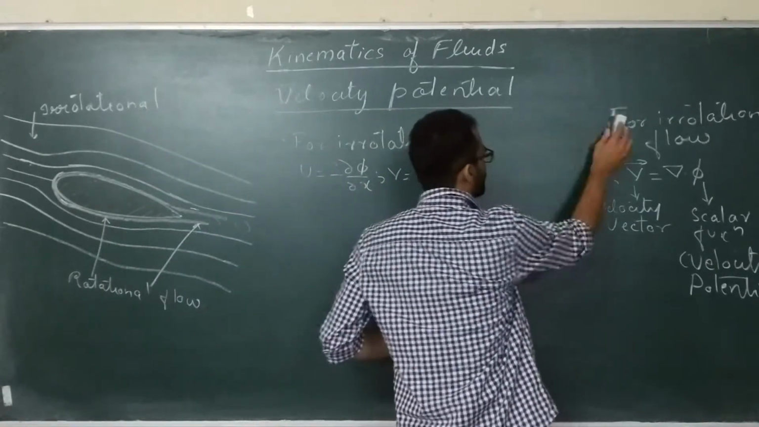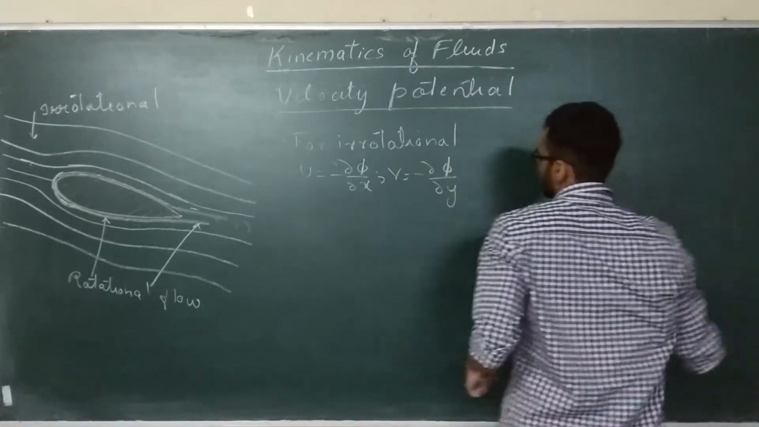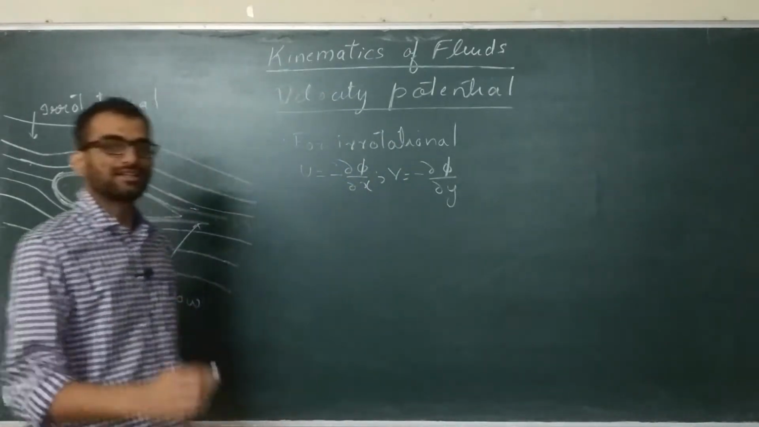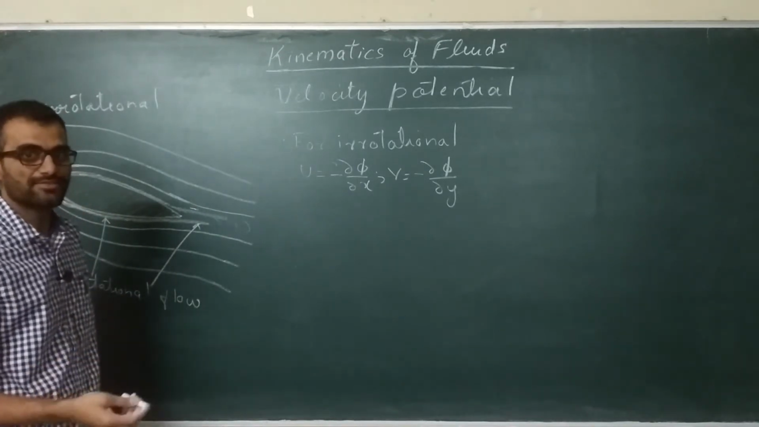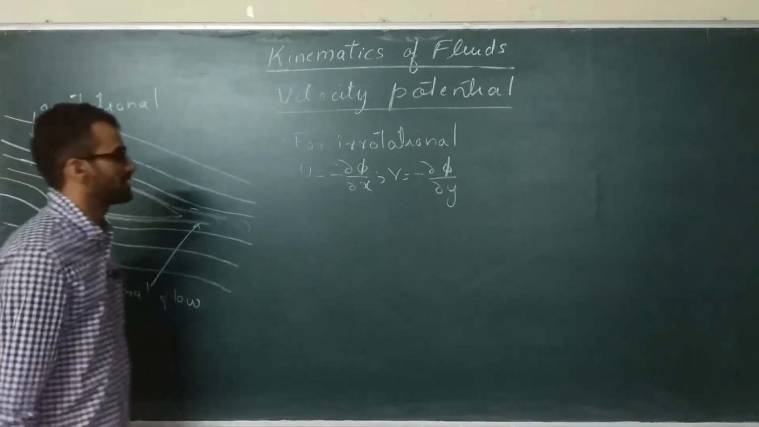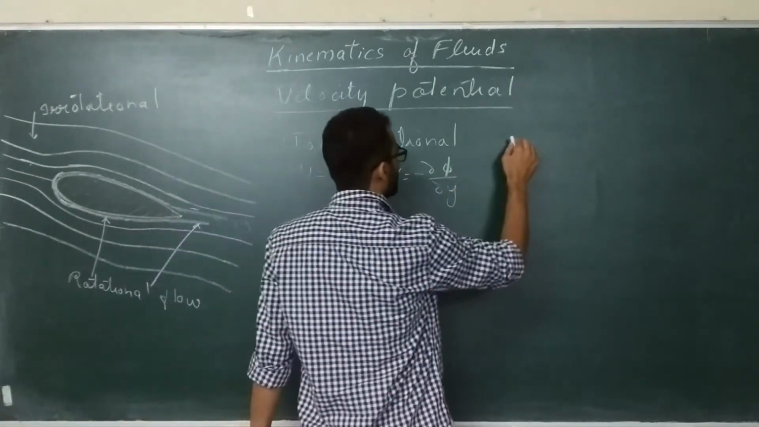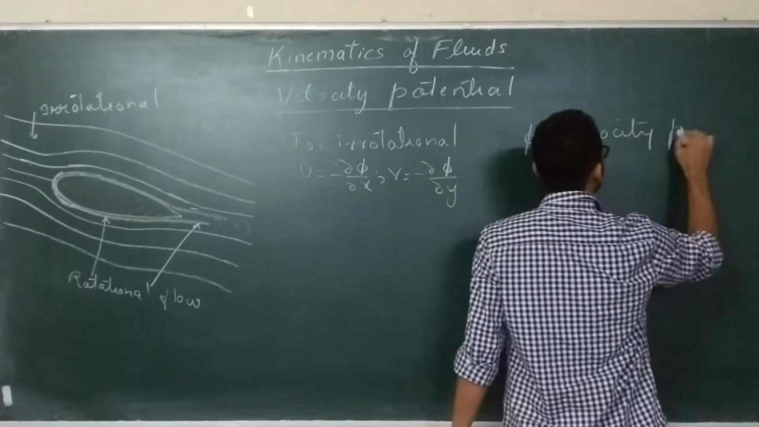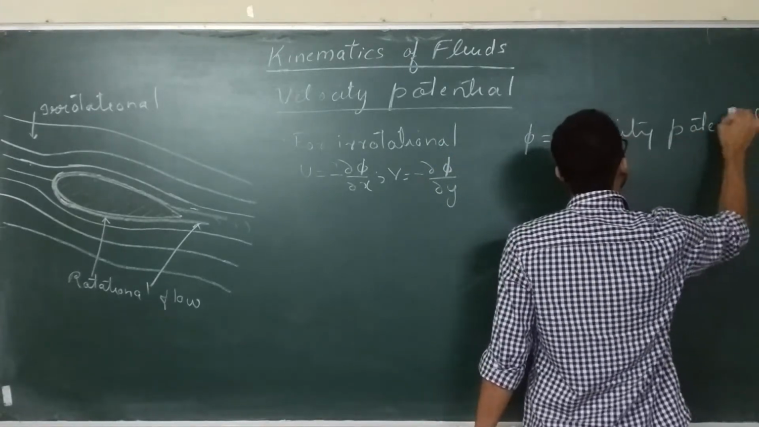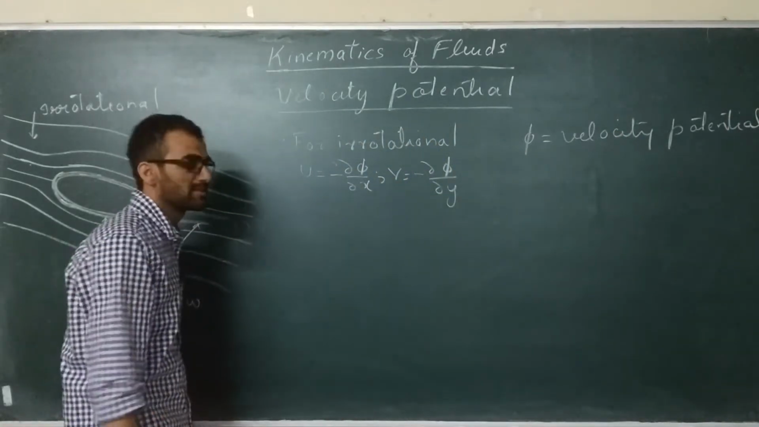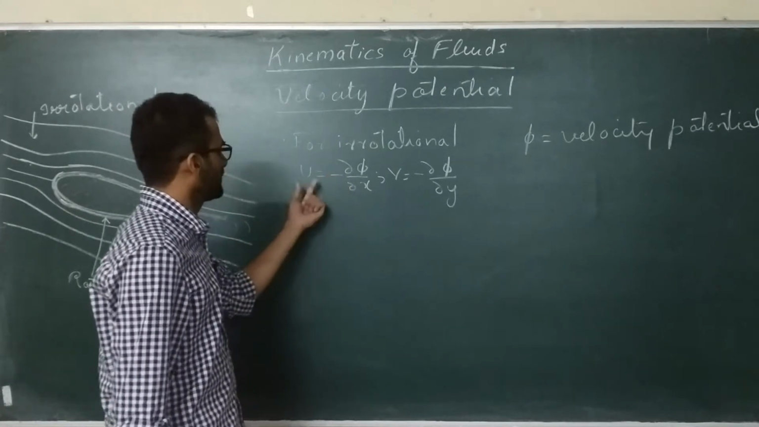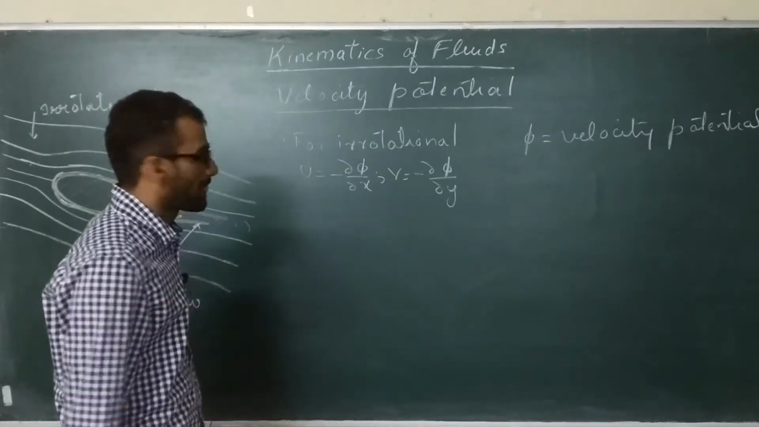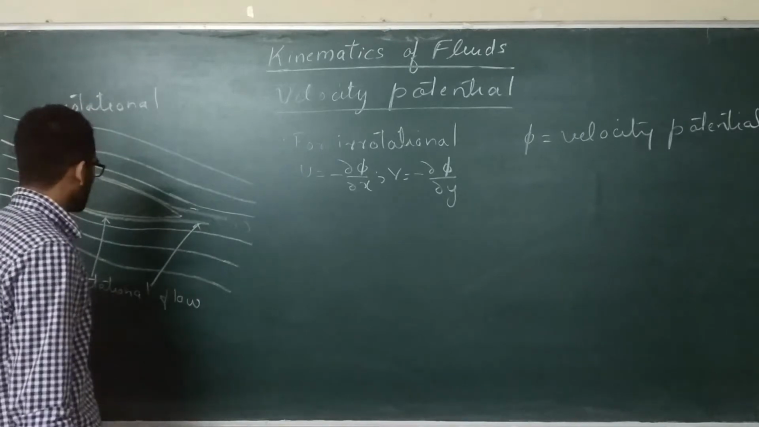So, for the velocity potential, what are we saying? We are saying that for an irrotational flow, the velocity vector can be expressed as the gradient of a scalar function called the velocity potential function. This is the velocity potential function phi. Velocity potential or velocity potential function, you can use both. So now what relations are we getting? u is equal to minus del phi by del x, v is equal to minus del phi by del y. Now see, what is the significance of this velocity potential function?